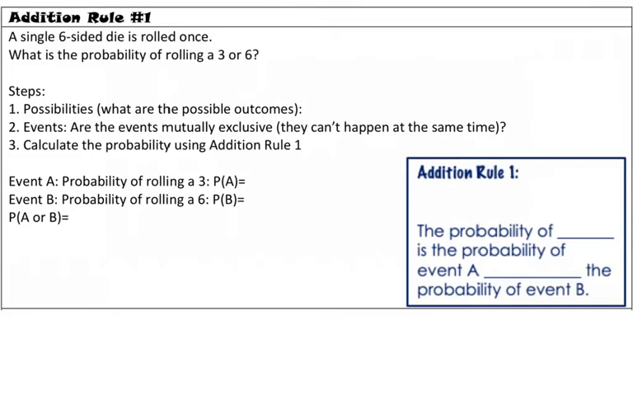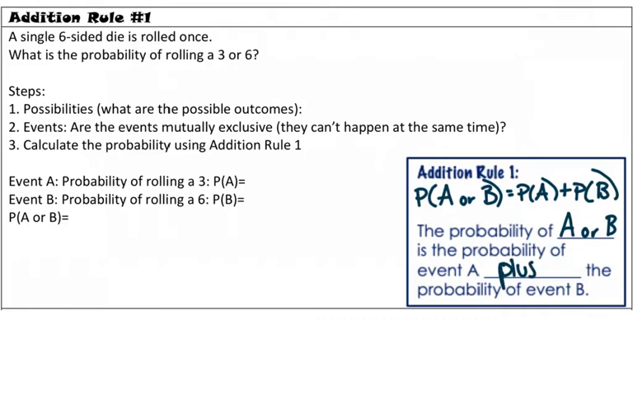It looks pretty complicated. This is how you write it in notation form. So the probability of A or B is equal to the probability of A plus the probability of B. What this means, the probability of A or B is the probability of event A plus the probability of event B. I know that the notation is really hard to understand, so let's look at some examples.